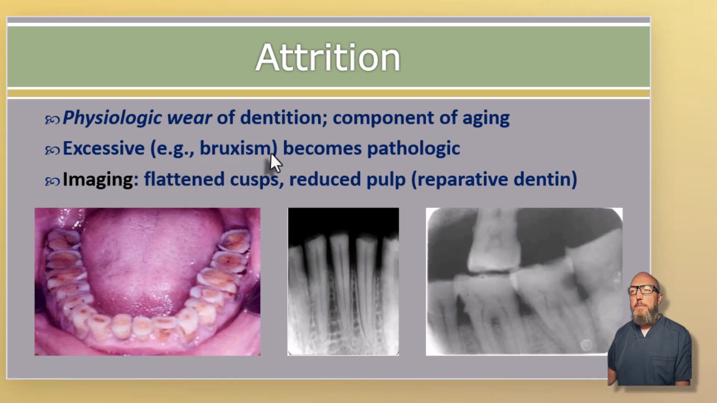So bruxism can become pathologic. So flattened cusps, reduced pulp, as the reparative dentin starts to lay down more pulp underneath. You would think there'd be a pulp exposure here, but this has developed so slowly over time that the pulp has had time to recede from the reparative dentin laid down. So identify these ones, common in bruxers. This is a really common thing you're going to see. You've got to identify and hopefully help the patient stop doing whatever's contributing to the attrition.